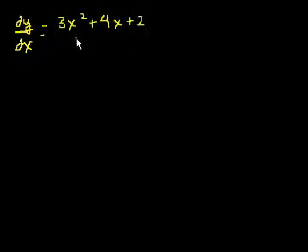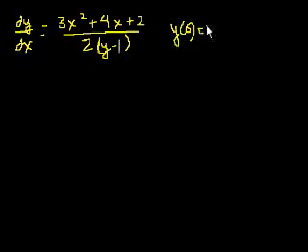So this one is the first derivative of y with respect to x is equal to 3x squared plus 4x plus 2 over 2 times y minus 1. This is a parenthesis, not an absolute value. And they give us initial conditions. They say that y of 0 is equal to negative 1. So once we solve this differential equation, and this is a separable differential equation, then we can use this initial condition when x is 0, y is negative 1 to figure out the constant.